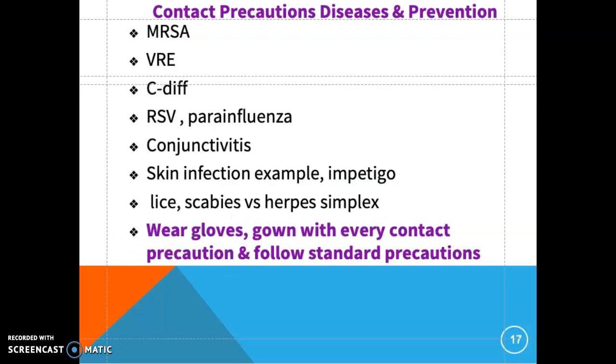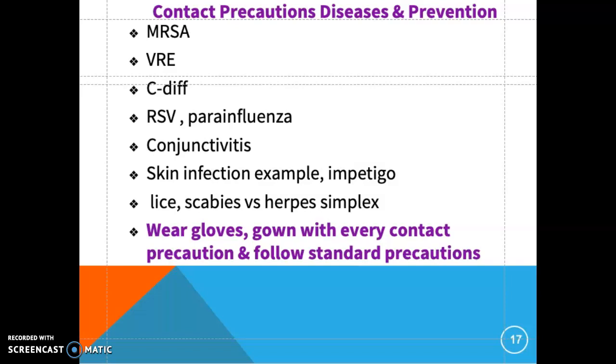Now we're talking about contact precautions in this slide. What are some diseases that fall under contact precautions? So we have MRSA, methicillin-resistant Staphylococcus aureus. We have VRE. We have C. difficile, C. diff toxin, RSV, the parainfluenza, and conjunctivitis.